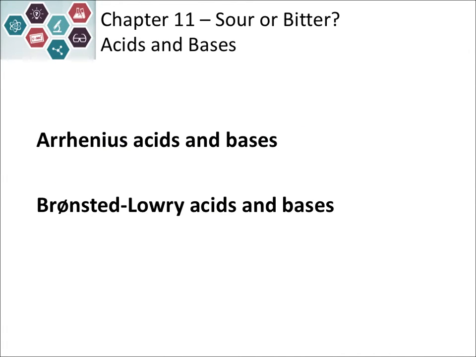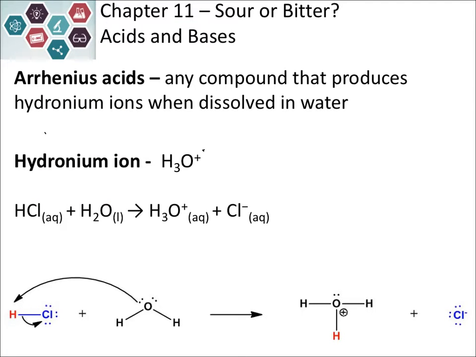So we're going to have two different definitions of acids and bases. We're going to have the Arrhenius definition, and we will have the Bronsted-Lowry definition. The first one that we're going to talk about is the Arrhenius definition. Arrhenius acids are any compound that will produce hydronium ions whenever you place them in water. Hydronium ions have this formula, H3O+, so 3 hydrogens, 1 oxygen, and there's a positive charge.